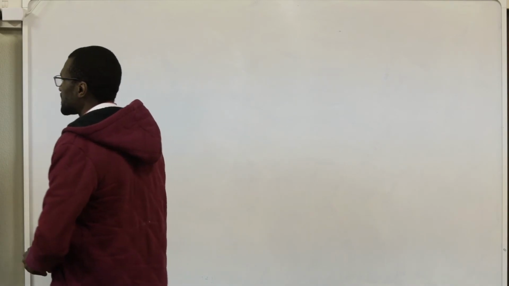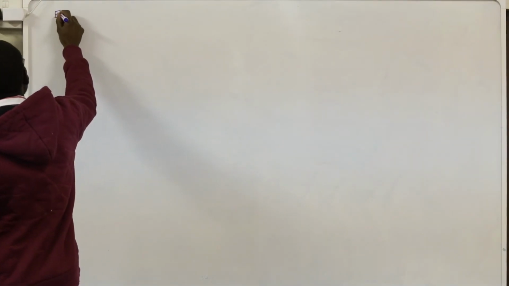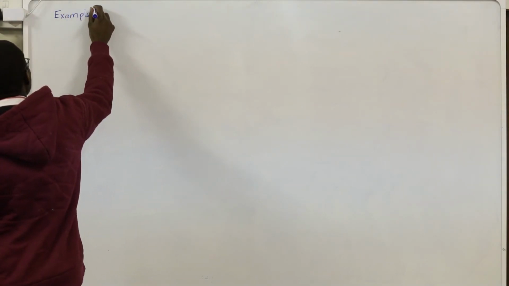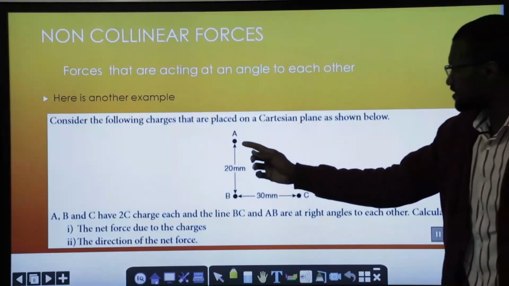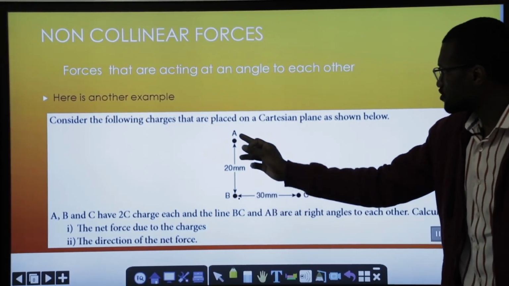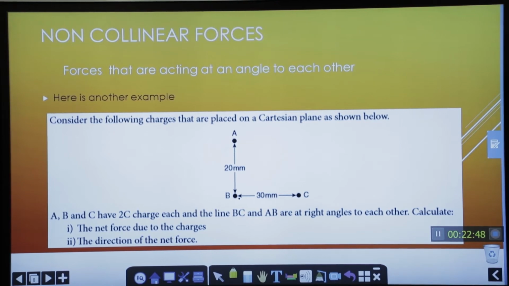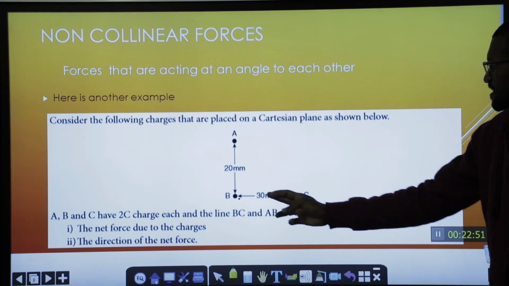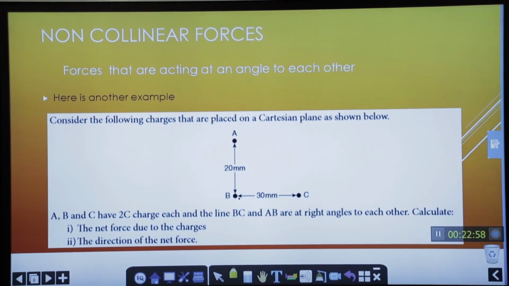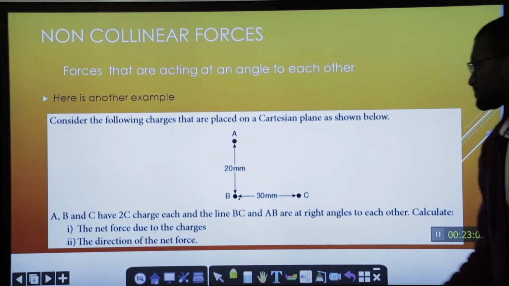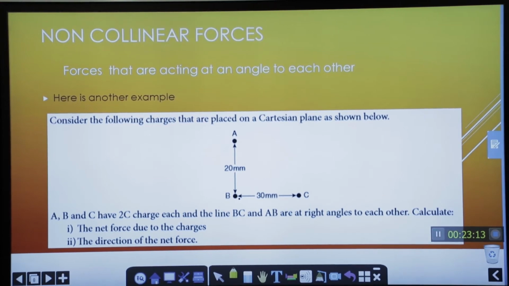So example 3 is saying consider the charges that are placed on a Cartesian plane and these charges are shown as follows: charge A, charge B, charge C. Charge A is 20 millimeters from B upwards, and charge C is on the same horizontal position but 30 millimeters away from charge B. A, B, and C have 2 coulomb charge each, and the lines BC and AB are at a right angle to each other.